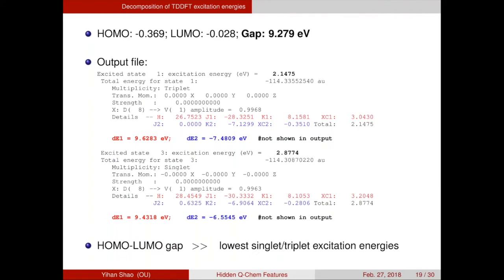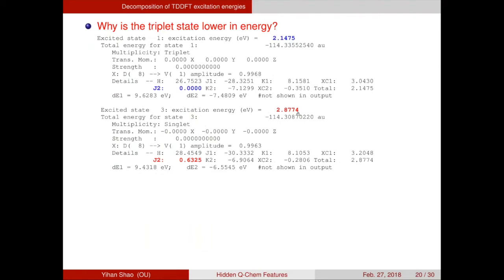Okay, so this is about the one electron and two electron terms, and then we can ask again for educational purposes, and then we will see that there is a singlet, which has an excitation energy of 2.87 eV, and we have a triplet at 2.14 eV. Why is the singlet like 0.7 eV higher than the triplet? If we look at all the different energy terms, we find that the largest difference.